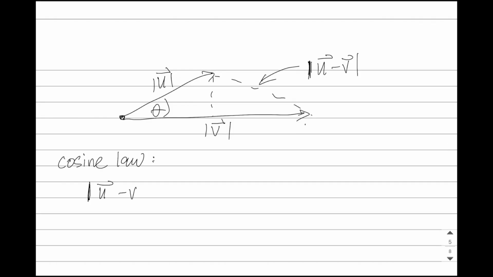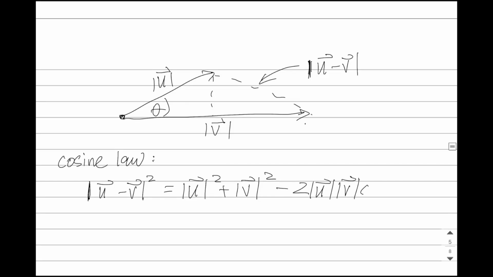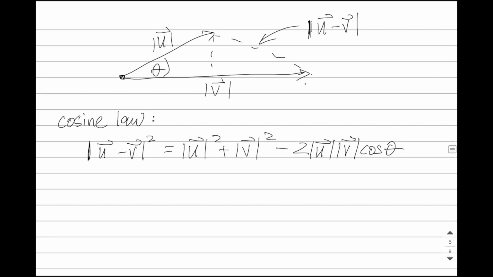If you have an angle that you know in the triangle, the length of the side opposite to that angle, squared, is going to be the sum of the squares of the lengths of the other two sides, subtract 2 times the product of those lengths times the cosine of the angle between them. And that's why it's called the cosine law.